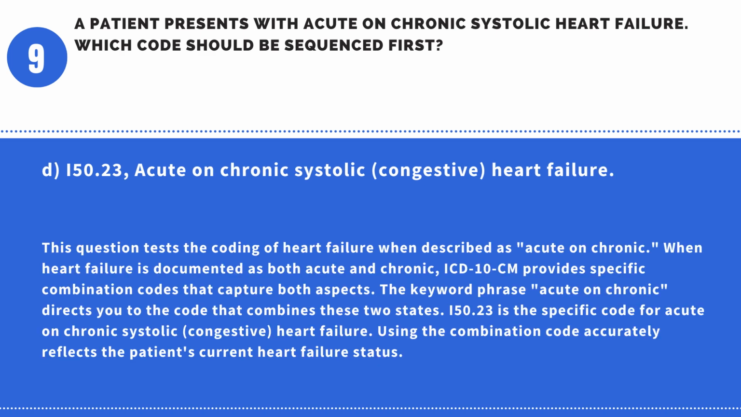Answer: D. I50.23, acute on chronic systolic, congestive, heart failure. This question tests the coding of heart failure when described as acute on chronic. When heart failure is documented as both acute and chronic, ICD-10-CM provides specific combination codes that capture both aspects. The keyword phrase acute on chronic directs you to the code that combines these two states. I50.23 is the specific code for acute on chronic systolic, congestive, heart failure. Using the combination code accurately reflects the patient's current heart failure status.